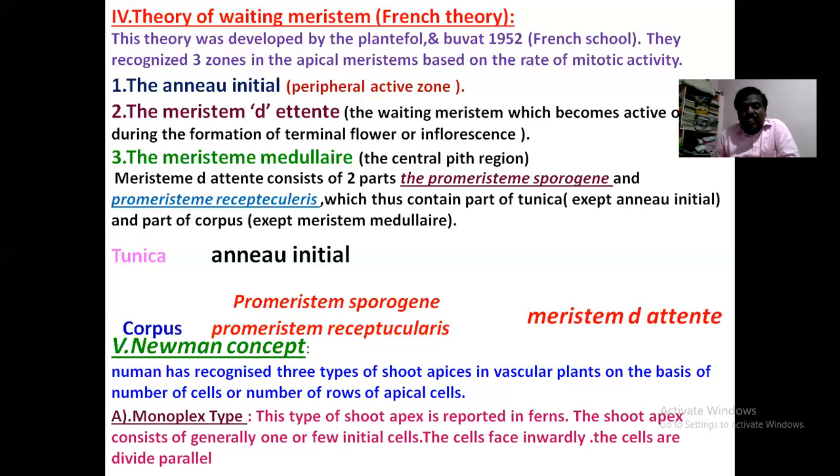The shoot apex consists of generally one or a few initial cells. The cells divide parallel. Parallel division shows that only primitive plants, the cryptogams, one group of plants called ferns, show this monoplex type of shoot apex. A single cell or single row of cells is present in pteridophytes, that is, ferns.